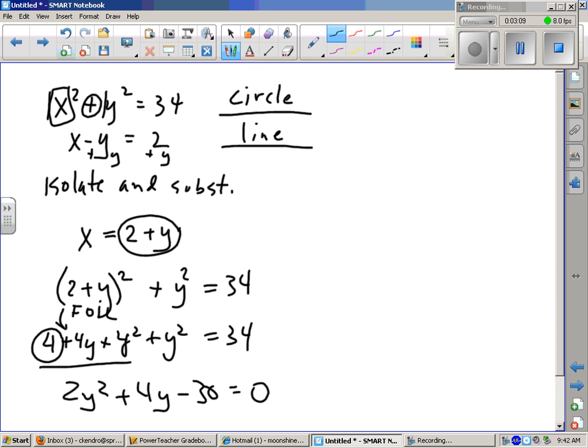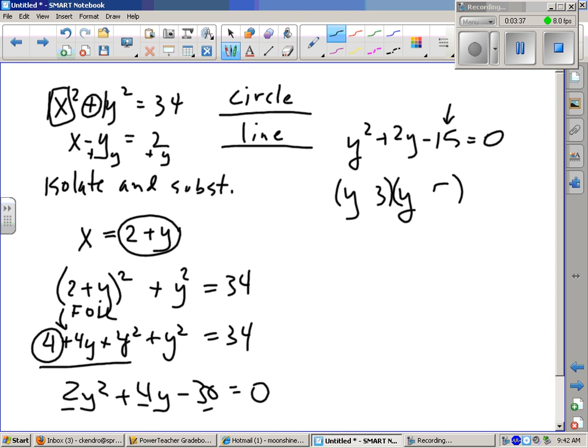So we set it equal to 0 in order to solve the quadratic. Now I do notice that each of these is even, so I'm going to divide them all by 2 just to make my math a little bit easier. So I end up with y squared plus 2y minus 15 equals 0. Now at this point, you know your options. You can use the quadratic formula, or we can try to factor. So y and y, 15 would be 3 and 5. I need a plus 2, so plus 5 minus 3. So my two answers for y are 3 and negative 5.